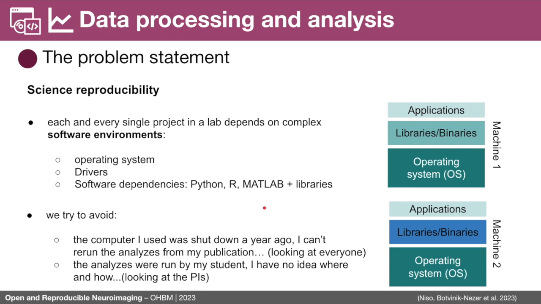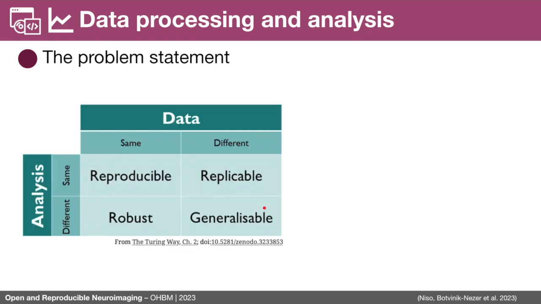For example, saying, oh, the computer I used was shut down a year ago, I cannot rerun the analysis from my publication. The analyses were, for example, run by my student, and I have no idea where and how this was done. All of these things are very common, and there are more or less straightforward ways to tackle them. But you definitely want to try to avoid this because you're introducing dependencies that do not scale up to and hold up to scientific standards.